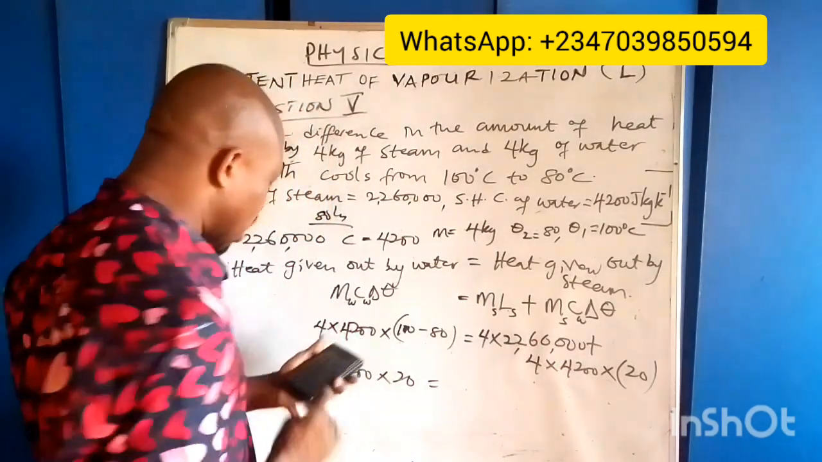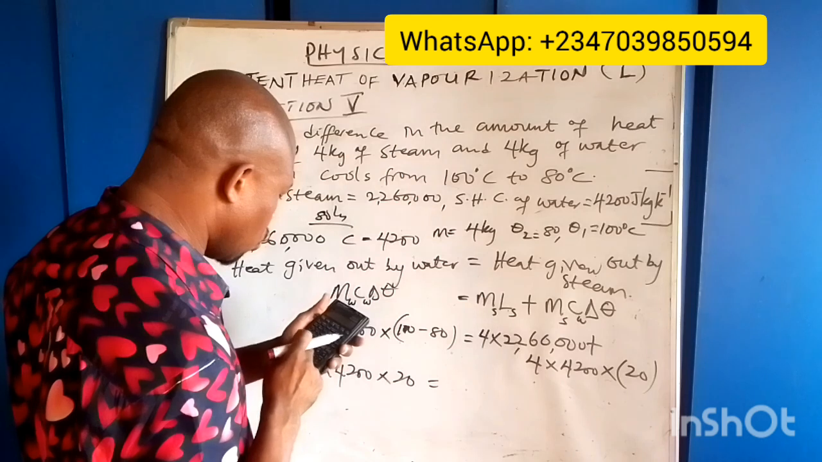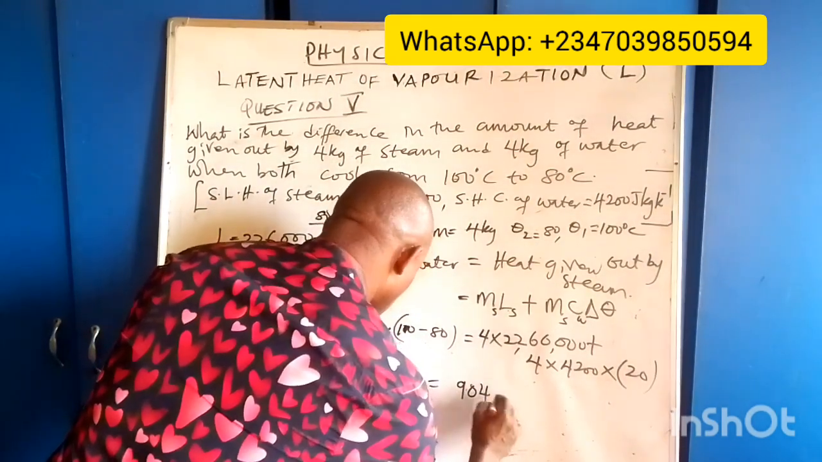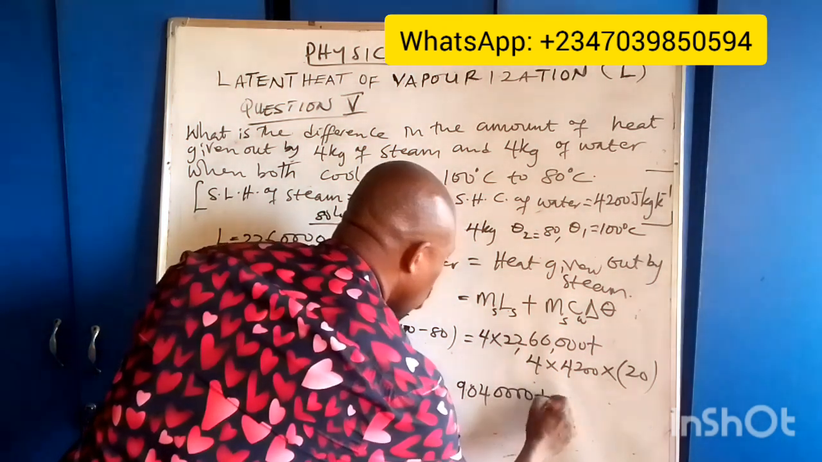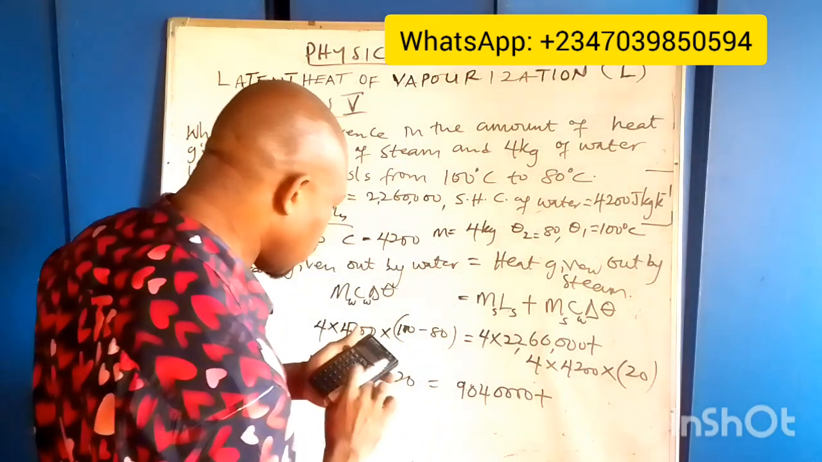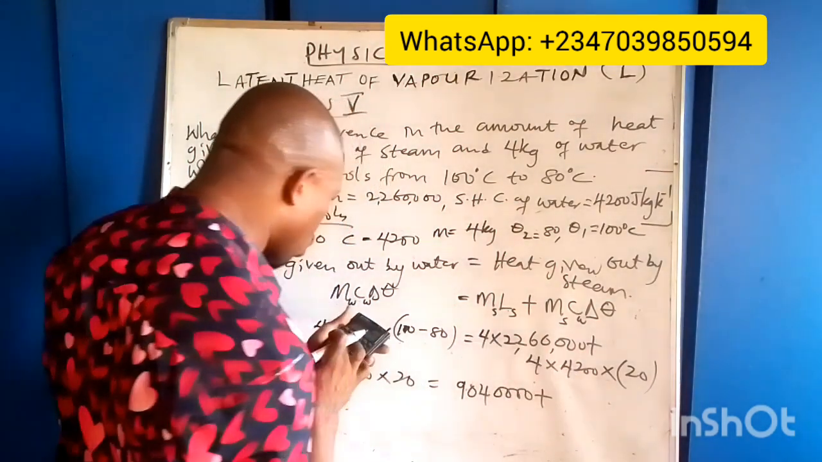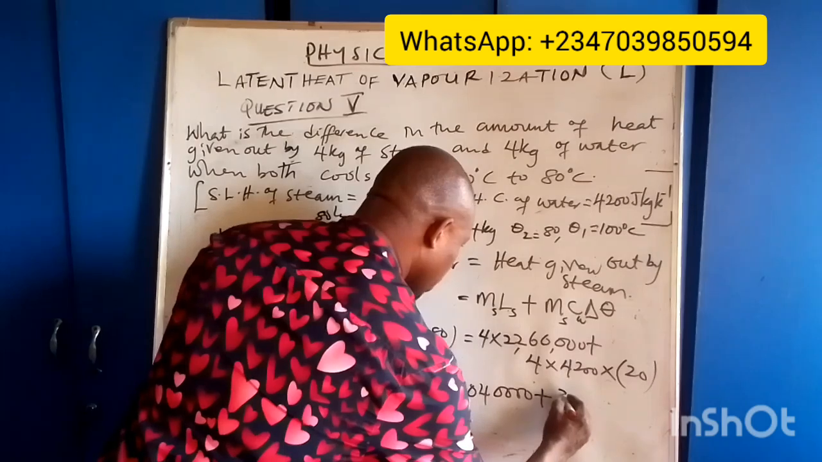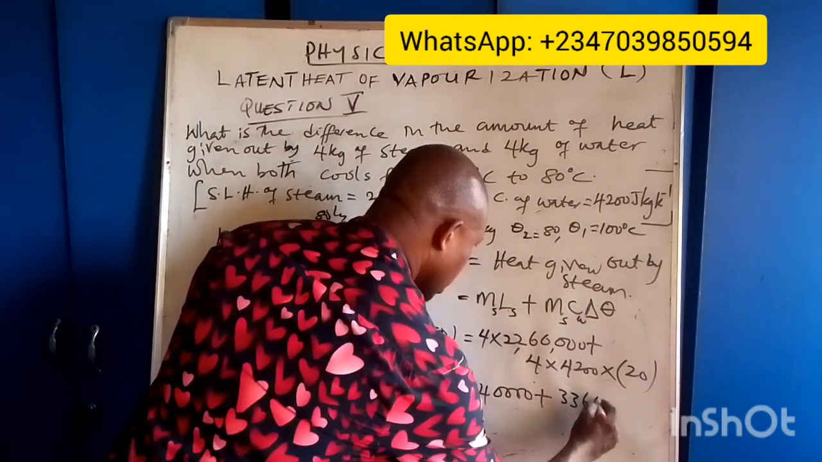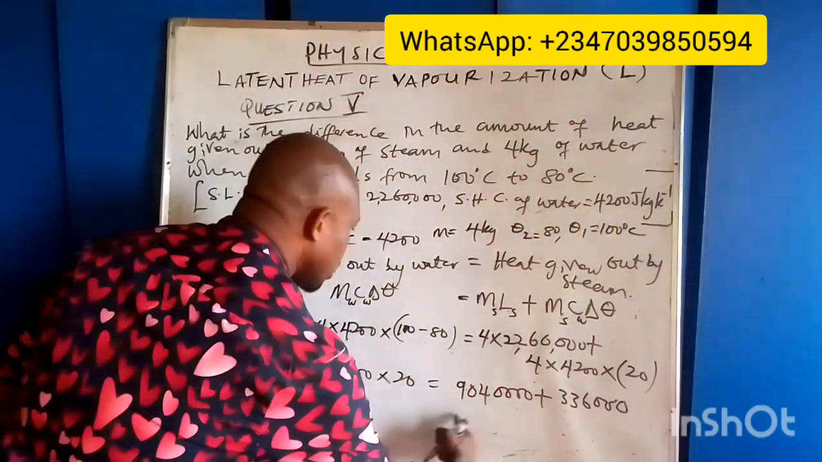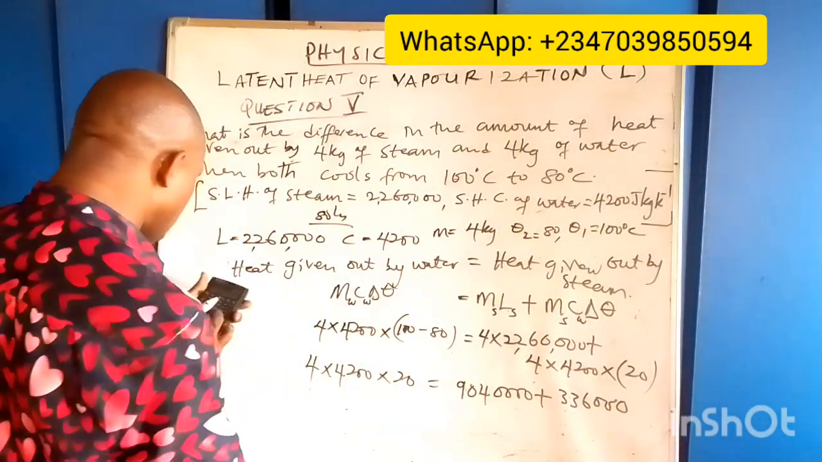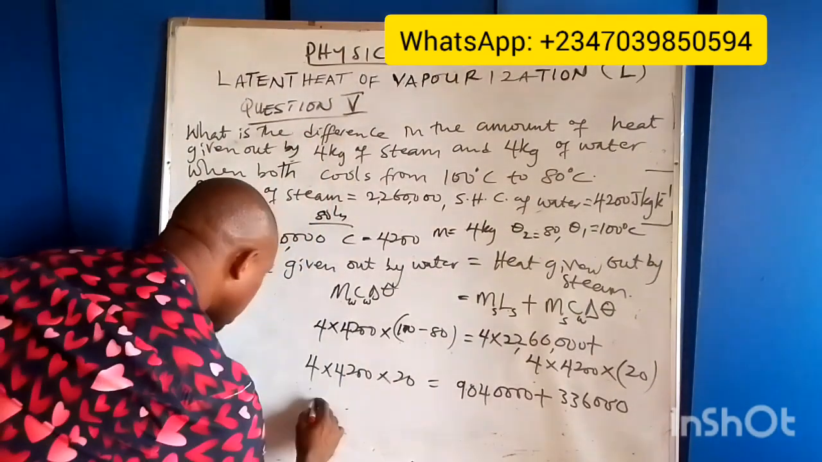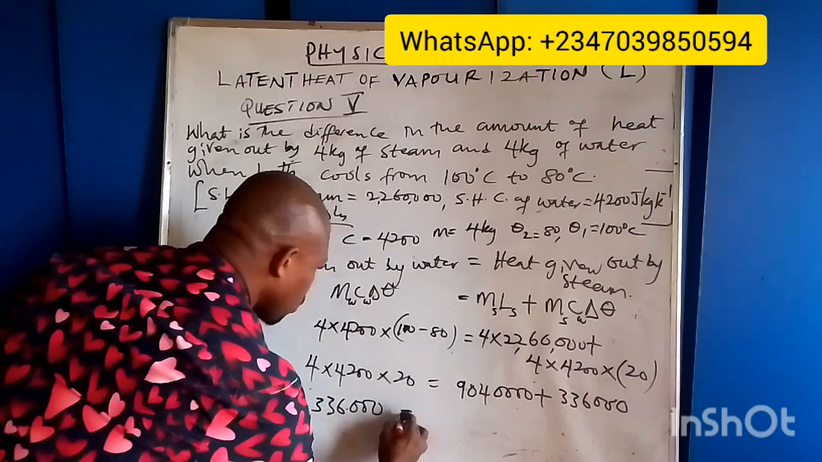First, I'll multiply this one: 4 times 226,000, which gives me 904,000. Plus 4 times 4,200 times the temperature change, which is 20. This one gives me 336,000. Remember, I'll now calculate this other side. If we calculate this side, we have 4 times 4,200 times 20, and the same thing we have here gives us the same 336,000.